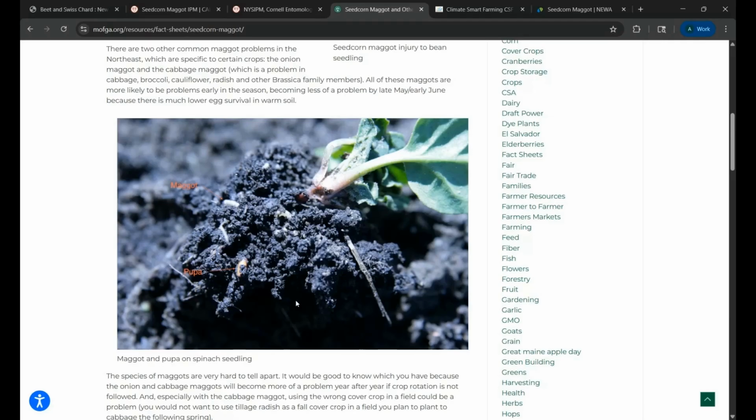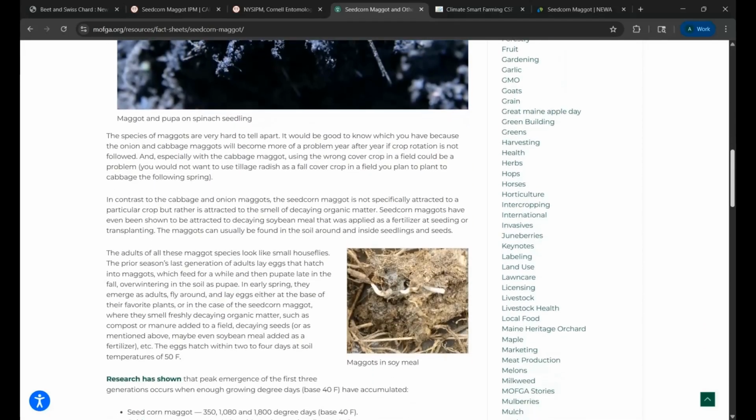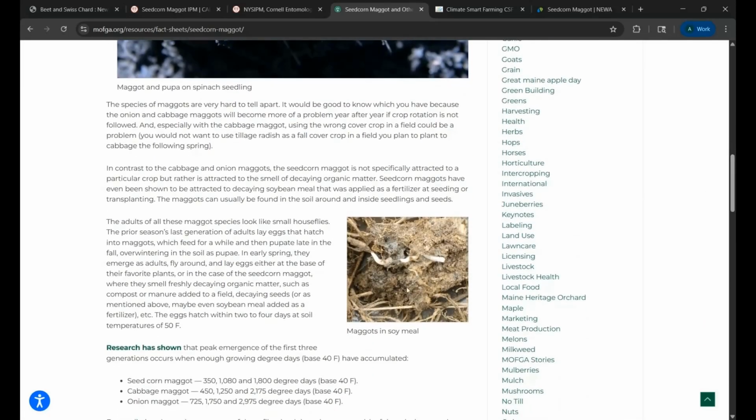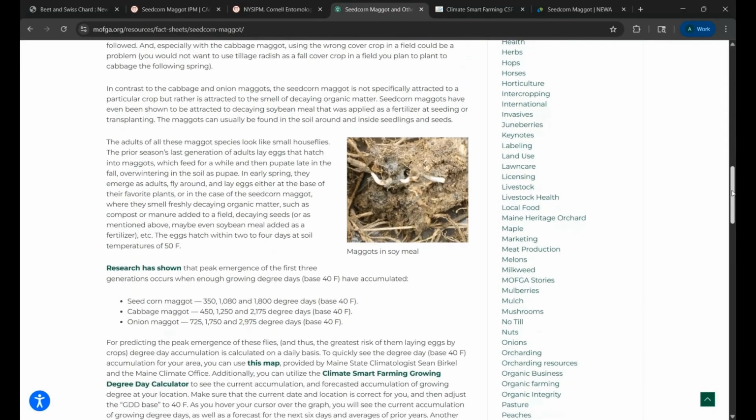Here's a pupae. This is a really good example of a spinach seedling that's being impacted by some kind of maggot. It might be seed corn maggot. It might be one of its cousins I mentioned before. Here's a picture of maggots in soy meal. So you can see that especially the seed corn maggot is really cued into just generic organic matter.